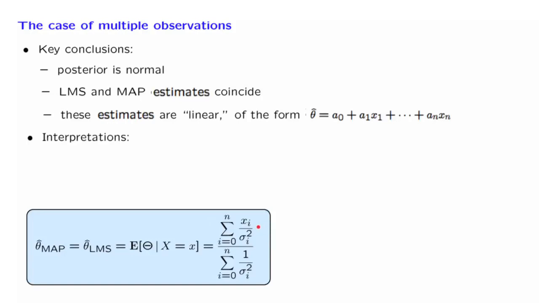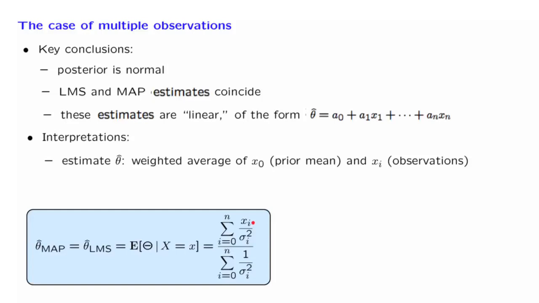What we have here is the following. Each one of the xi's gets multiplied by a certain coefficient, which is 1 over the variance. And in the denominator, we have the sum of all those coefficients. So what we really have here is a weighted average of the xi's. Now keep in mind that those xi's are not all of them of the same kind. One term is x0, which is the prior mean, whereas the remaining xi's are the values of the observations.